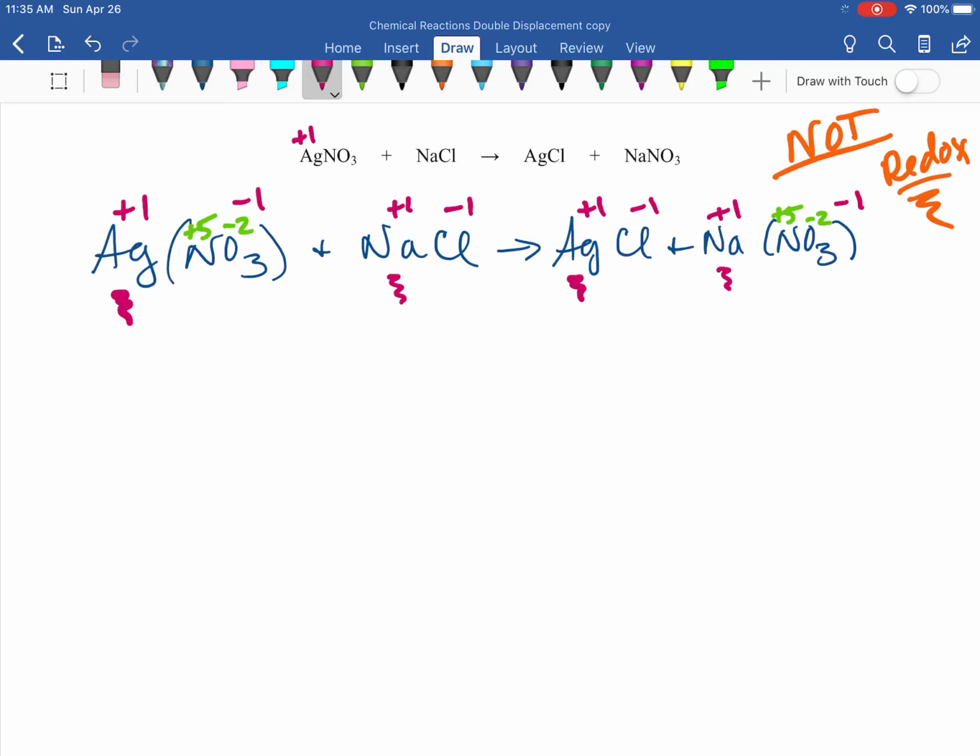Now, these look a little bit more complicated, but let's break it down just a little bit. It's almost like your silver and your sodium just switch partners. All right, so this is kind of like, hey, we're in Texas. This is like a little do-si-do.